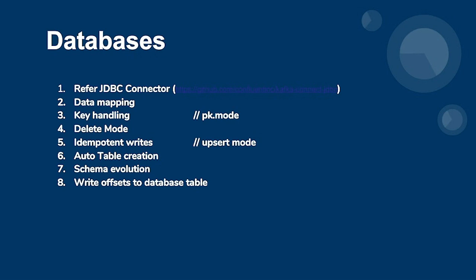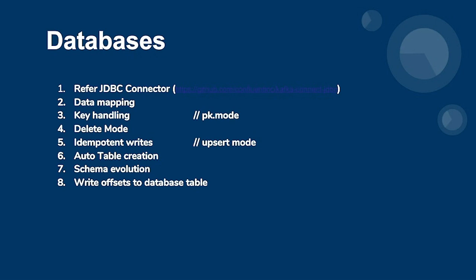For defining primary keys while inserting records into the database, we can allow users to define fields present in the Kafka record key or value to be the primary key of the row that is to be inserted into the table, or simply define the Kafka record coordinates, that is the topic, partition, and offset, as the primary key of the record.